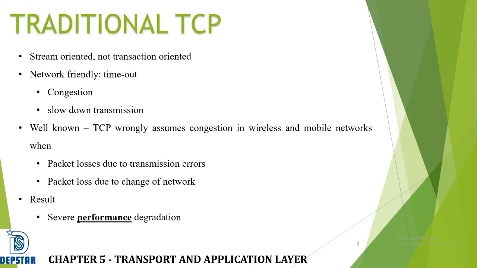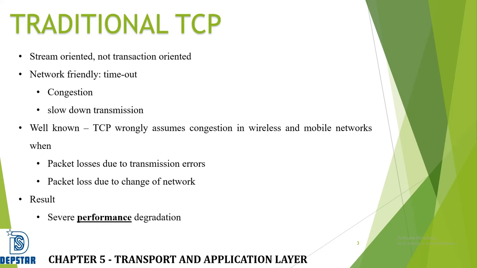First of all, let us learn about what is traditional TCP. TCP, that is transmission control protocol, is the protocol of the transport layer. Along with TCP, there is one more protocol, that is UDP, user datagram protocol. But TCP is the most used protocol for the applications. Now let us first talk about the traditional TCP mechanism.